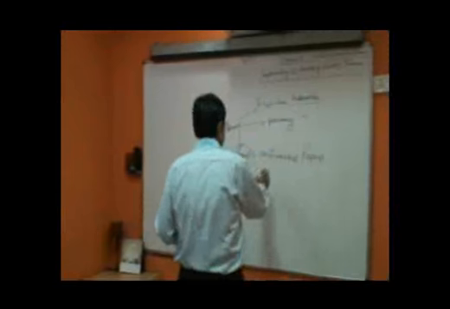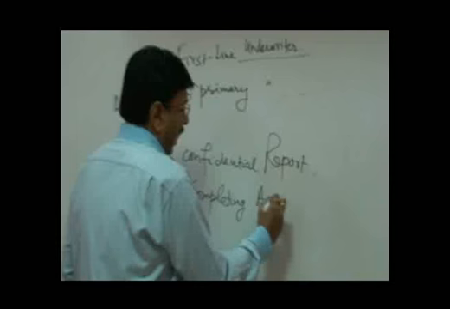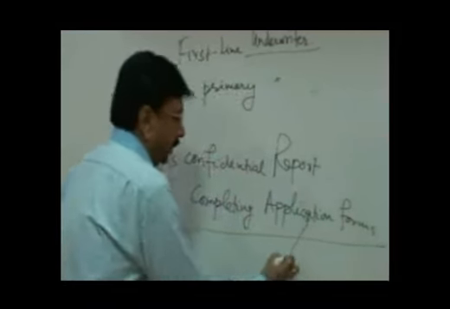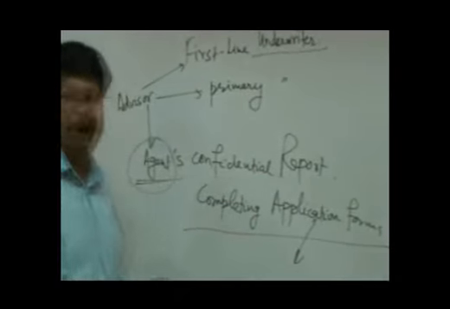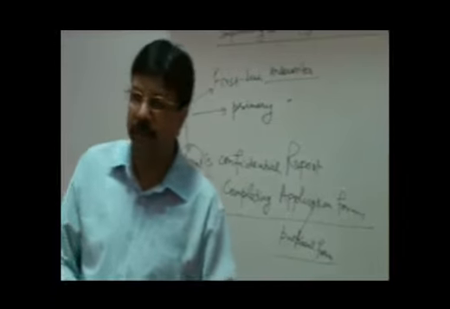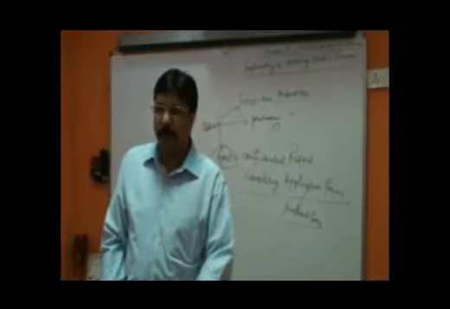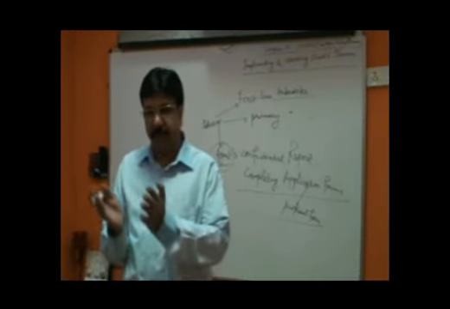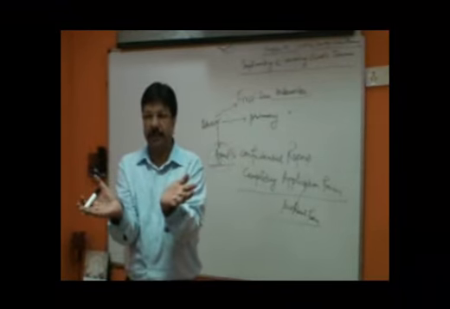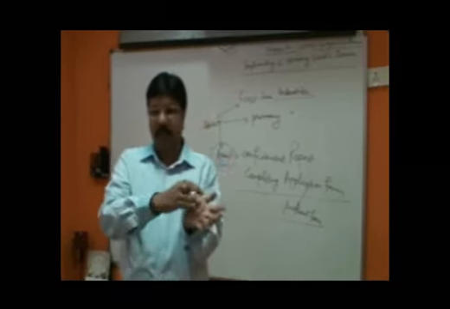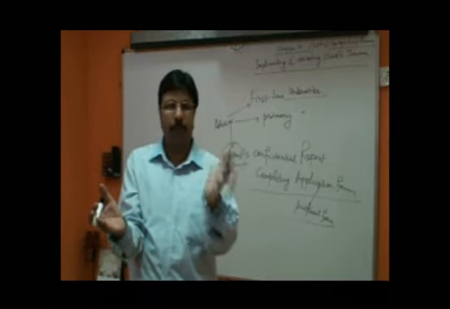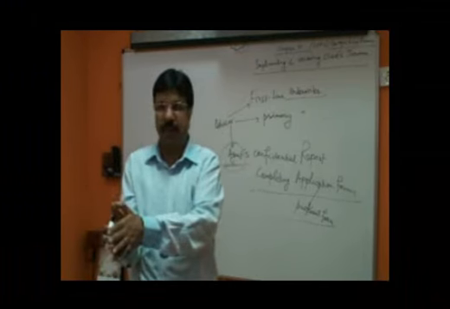Now, completing application forms means completing proposal forms. In insurance, the proposal form is a kind of application form. So the proposal form will contain all details about the name of the life assured and the name of the proposer. Sometimes the life assured and the proposer can be one and the same person, sometimes they can be different persons. The proposer would be the person who proposes for the life assured, and the proposer should have an insurable interest in the life of the life assured.